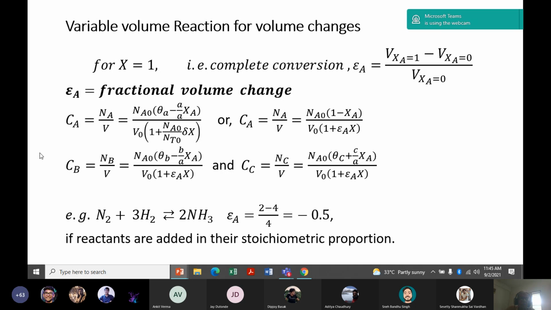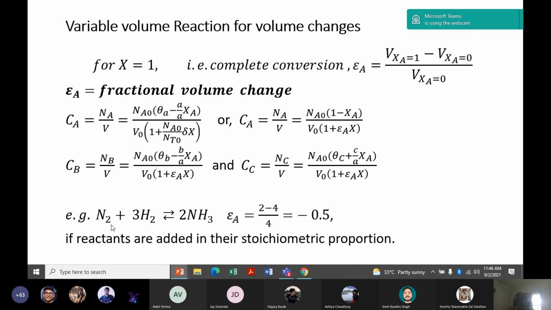Accordingly, Ca, Cb, Cc, Cd we can write depending on the denominator. And in case of batch reactor, it is V0, capital V. And in case of flow reactors, it is small v, volumetric flow rate. So concentration as a function of Xa is very, very important for solving packed bed reactor mole balance as a function of conversion.